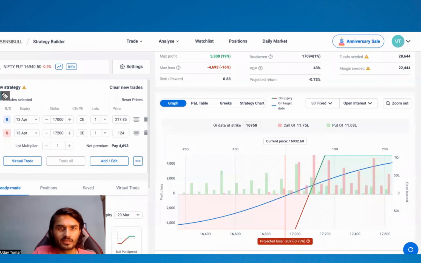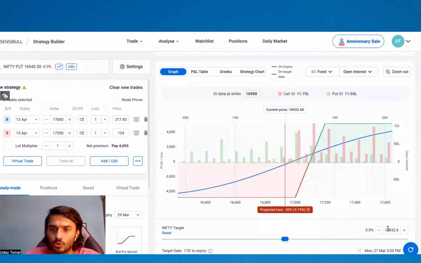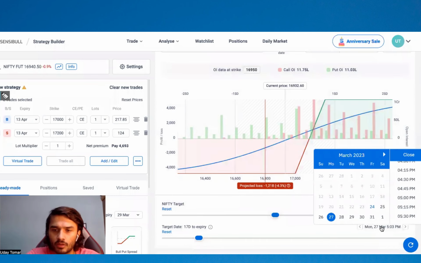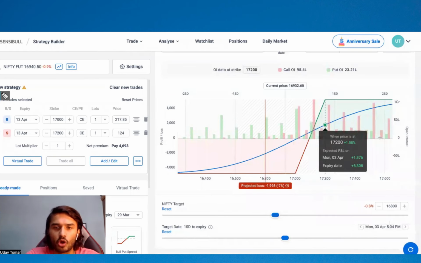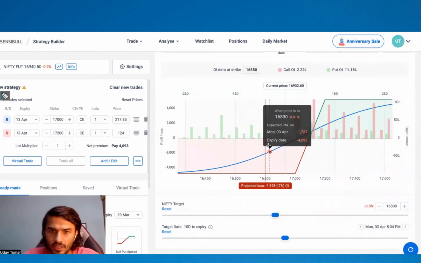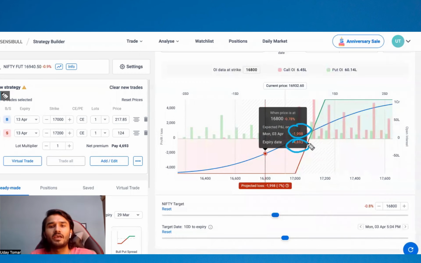So now let's say that at 16,800, we look at the payoff. Let's say your price goes to 16,800 by April 2nd, imagine April 3rd, imagine that the price has gone to 16,800. What is the risk that you're getting? 2,000 rupees only, and you're on expiry. If you hold it till expiry, then you will lose all your money. But if you keep a stop loss, then your risk is only 2,000.